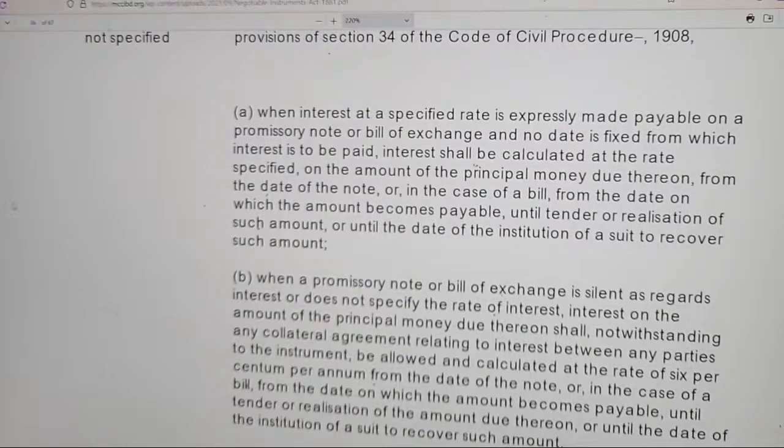When interest at a specified rate is expressly made payable on a promissory note or a bill of exchange and no date is fixed from which interest is to be paid, interest shall be calculated at the rate specified on the amount of the principal money due thereon from the date of the note, or in the case of a bill, from the date on which the amount becomes payable until tender or realization of such amount, or until the date of the institution of a suit to recover such amount.